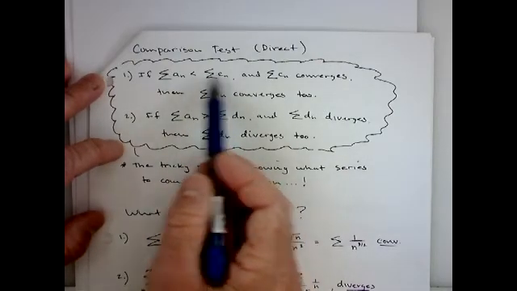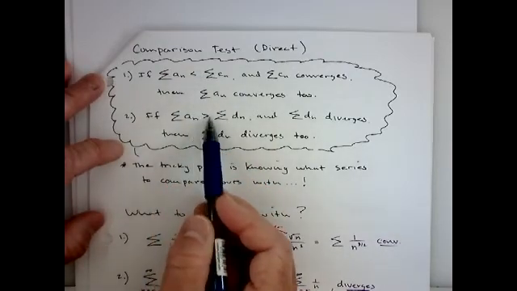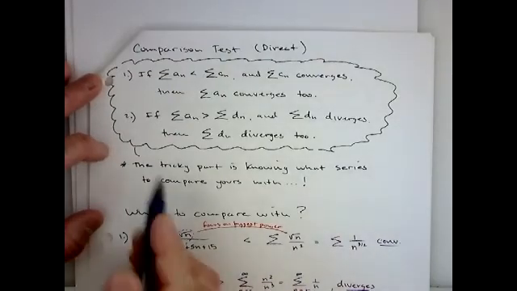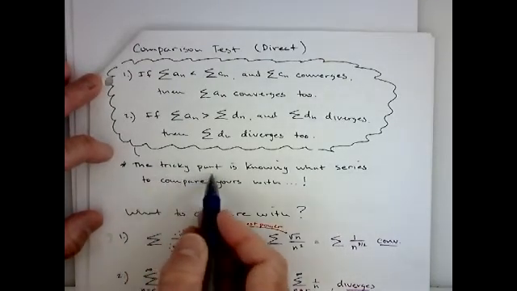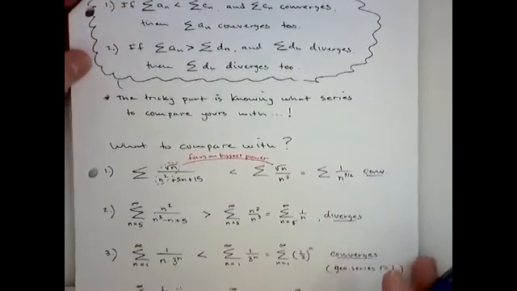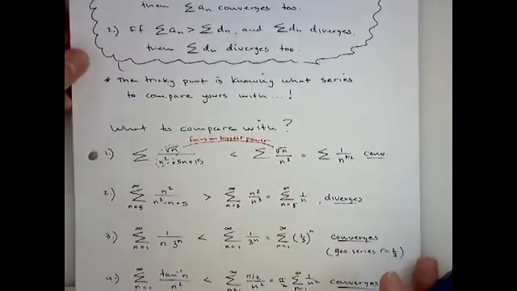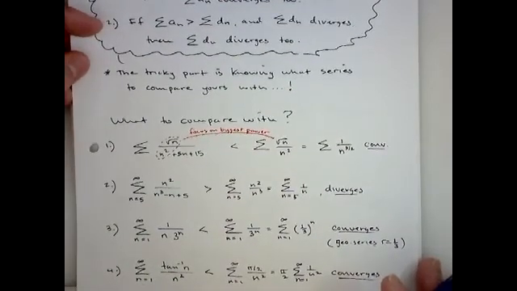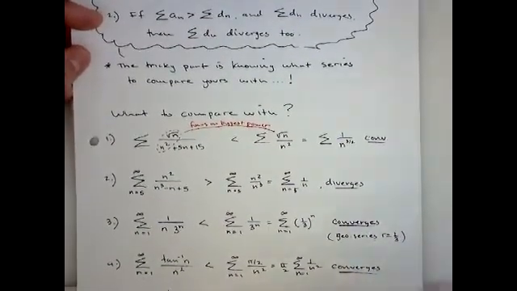If you're comparing to a convergent, you need to be less than, and if you're comparing to a divergent, you need to be greater than. Now, one of the tricky parts you can probably anticipate with this test is, how do I know what to compare my series with? So what we're going to do here is a bunch of quick examples. I'm not going to run these all the way through, but more about just how would I know what it's comparing to, okay? That's the challenge.